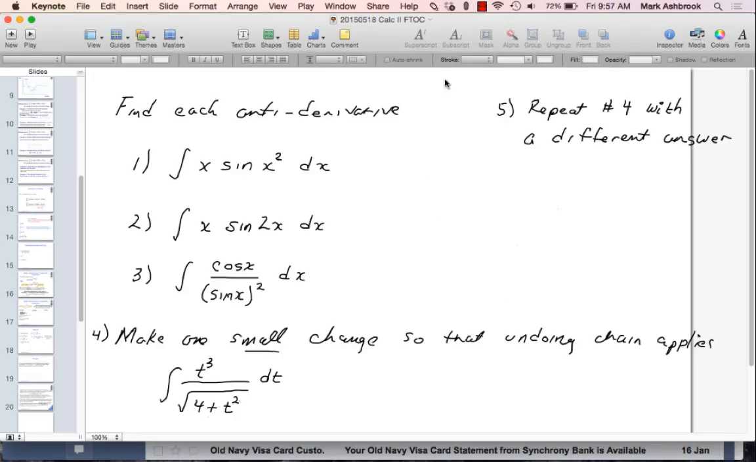Okay, so these are all clearly a little more difficult than just the result of some easy rule. So we've got undoing chain rule and undoing product rule. So what about this first one?